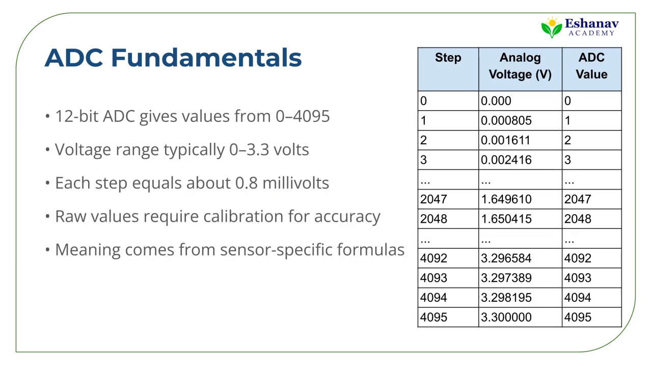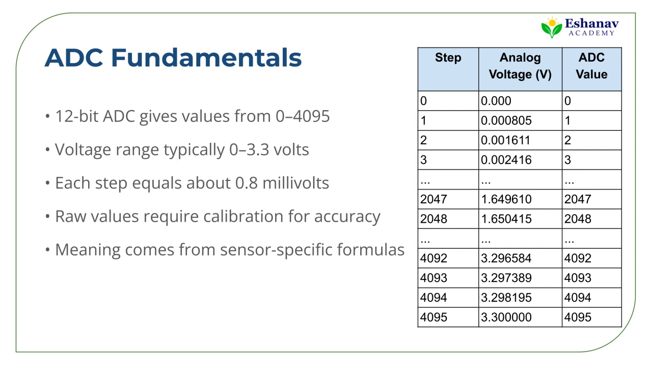Think of the ADC like a ruler with 4096 tiny marks along its length. On the ESP32 that ruler covers the range from 0 volts to 3.3 volts. So every digital reading corresponds to a very small slice of voltage, about 0.8 millivolts per step. For example, 0 volts is step 0, 3.3 volts is step 4095, and 1.65 volts lands near step 2048.